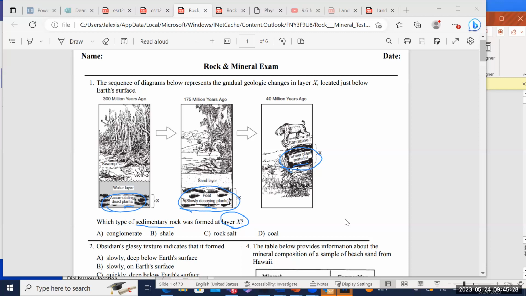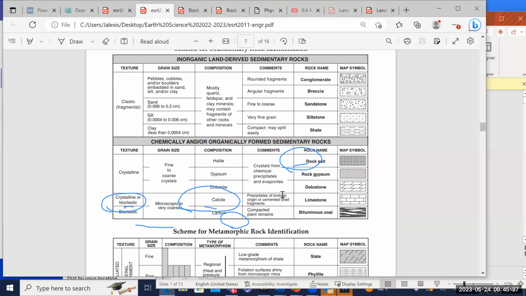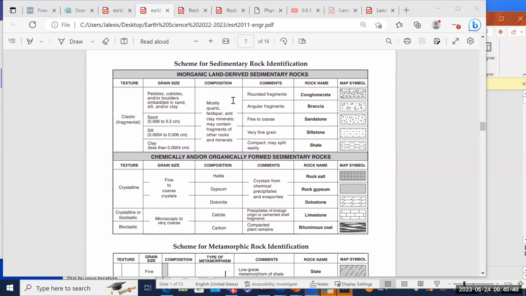Now, if you remember, what page on the reference tables talks about sedimentary rocks? If we take a look, it is page 7, where the category states sedimentary rock. I'm looking for a sedimentary rock that has to do with plant materials. And I see right here, it states compacted plant remains, and the rock is bituminous coal. And that's going to be my rock.